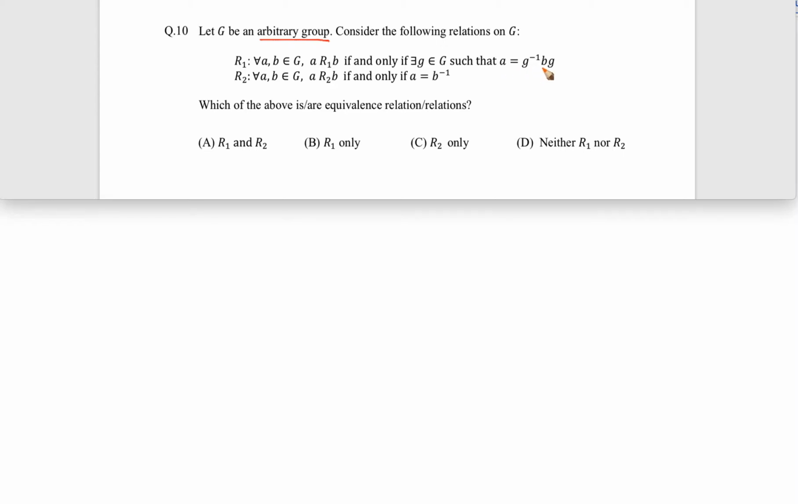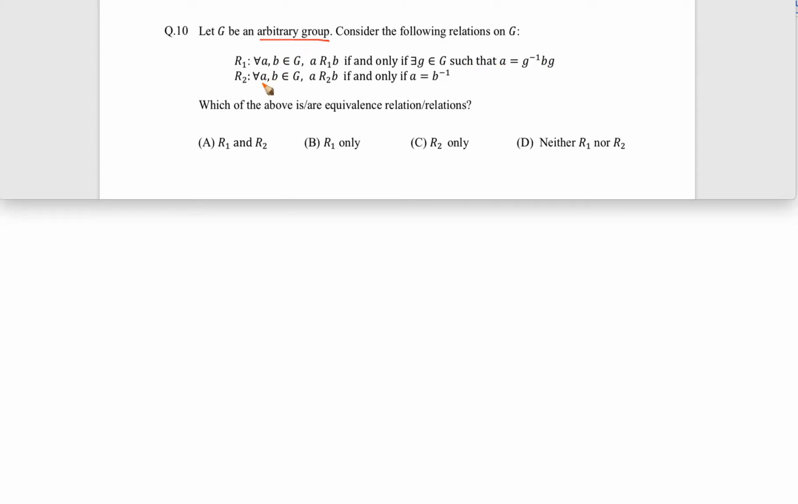A and B and G have a relation between them. So for every A and B combination, there must exist at least one G such that A is equal to G inverse B G. If that happens, then A and B are in relation.